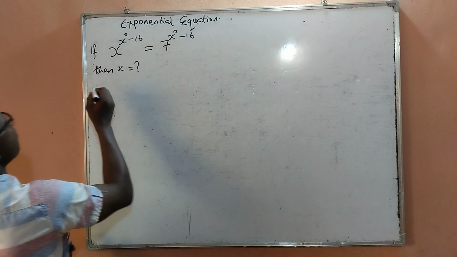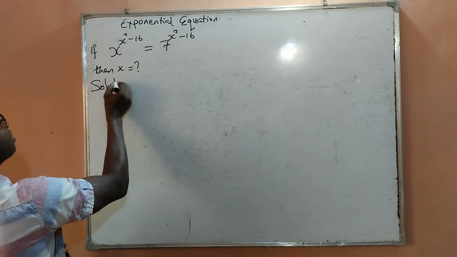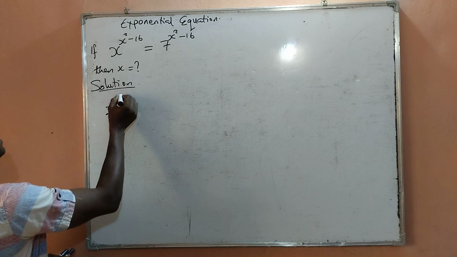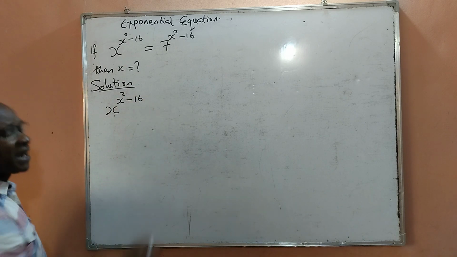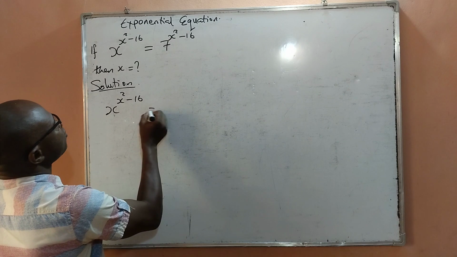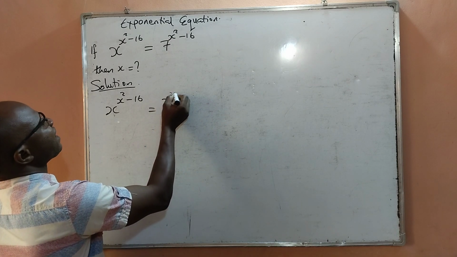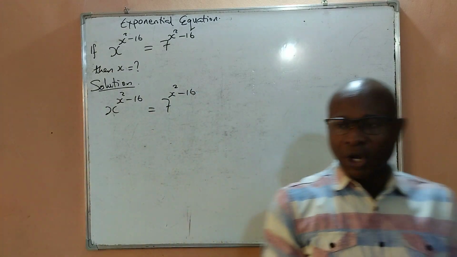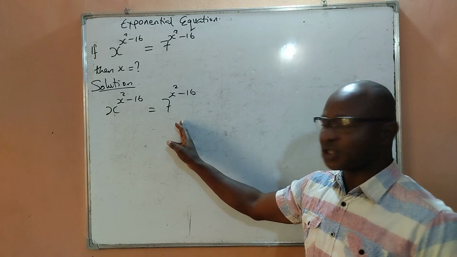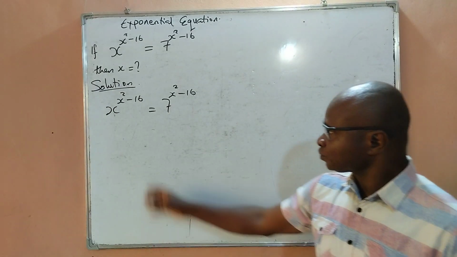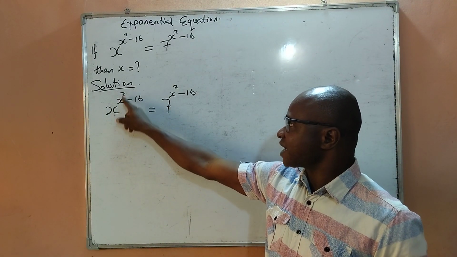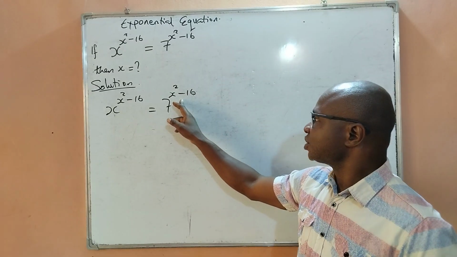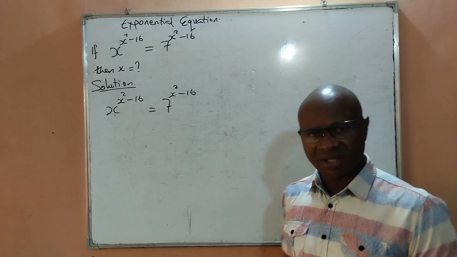Alright, in solving the given question, we take from solution. The question that we are given is x to the power of x squared minus 16 is equal to 7 raised to the power x squared minus 16. First and foremost, I want you to observe that both sides of the equation have equal powers, okay? On the left, I have the power as x squared minus 16. And on the right hand side, the exponent, the power, is also x squared minus 16.